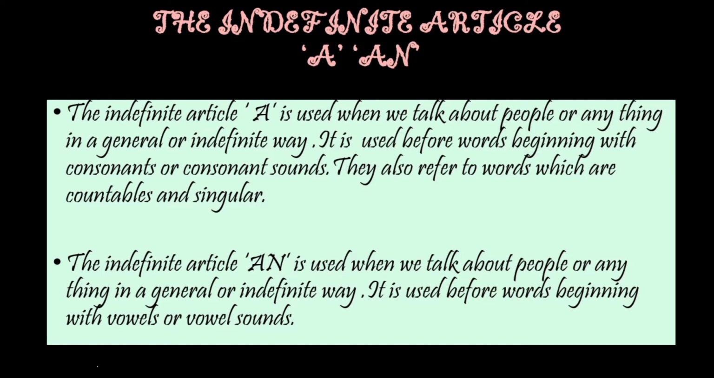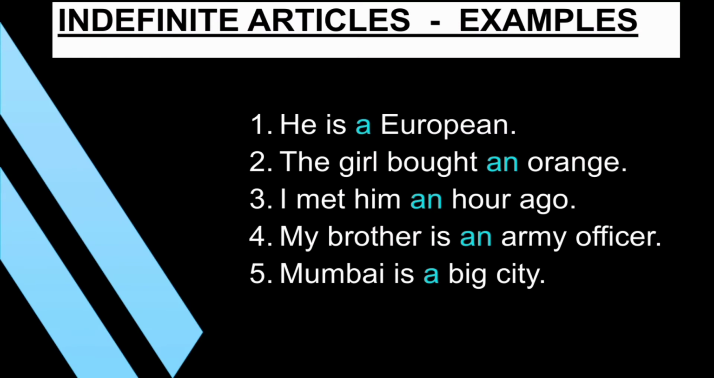Similarly, the indefinite article an is used when we talk about people or anything in a general or indefinite way and is used before words beginning with vowels or with vowel sounds. Look at the examples here. He is a European. Now here you see in this sentence, though it is beginning with E, yet the sound is that of a consonant. So hence we are using article a.